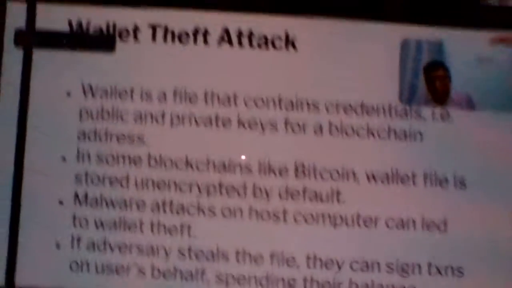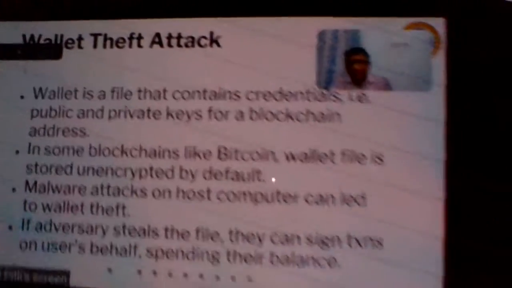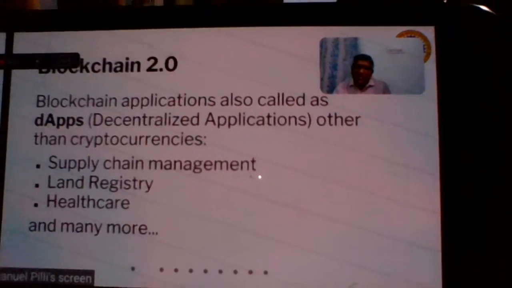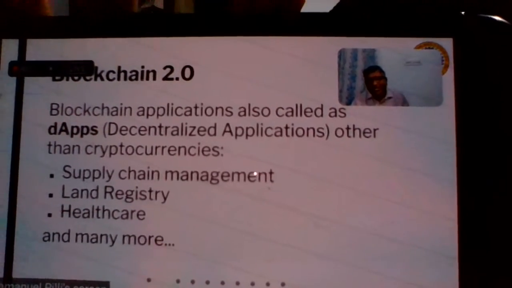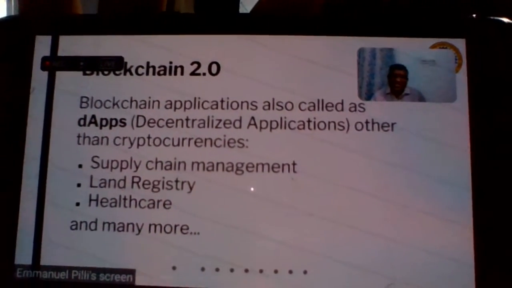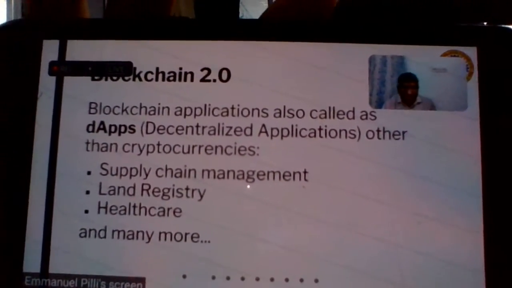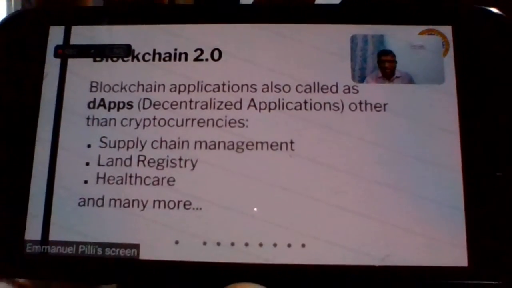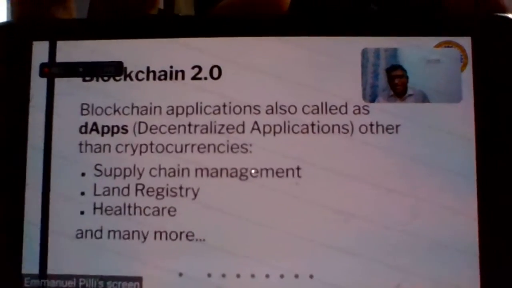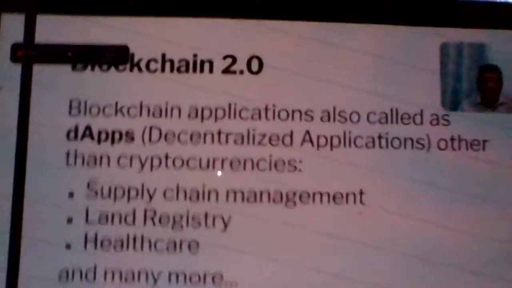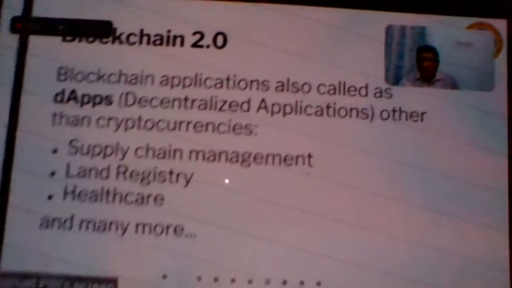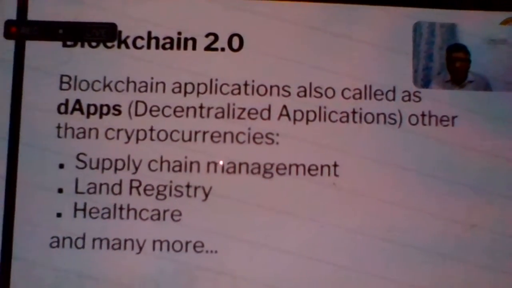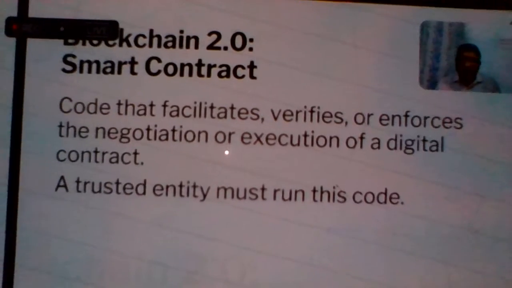If an adversary steals the file, they can sign the transactions and spend that balance. It is like your internet banking password and transaction password. Once they are stolen, anybody can make a transaction on your behalf, or anybody can guess those transaction passwords also and do it. Sometimes we usually use family members' names and specific symbol notations. So it's easy. Of course, I will skip this part because DApps and all those things were covered.